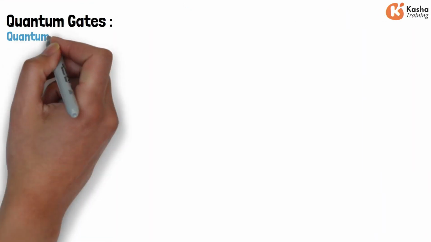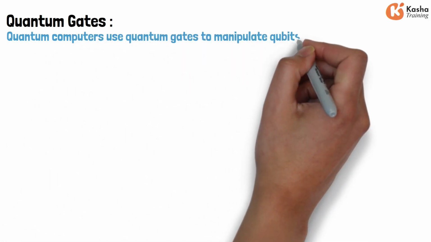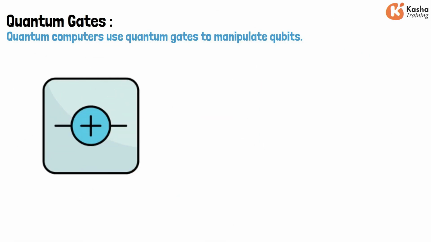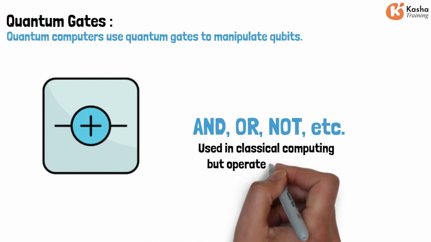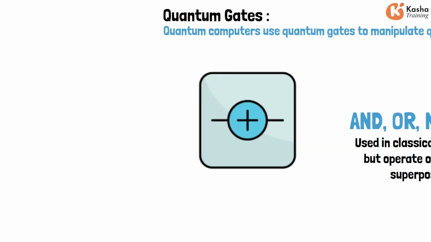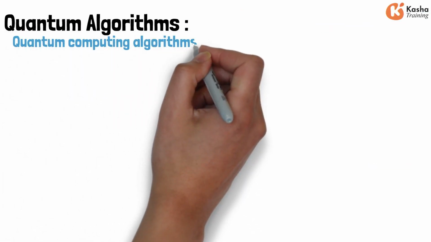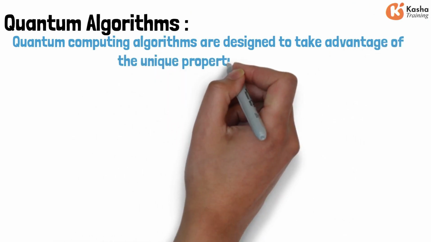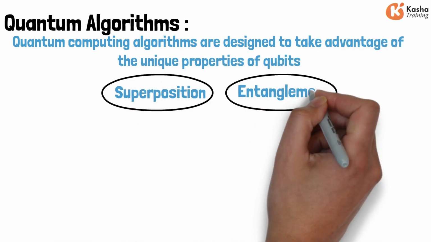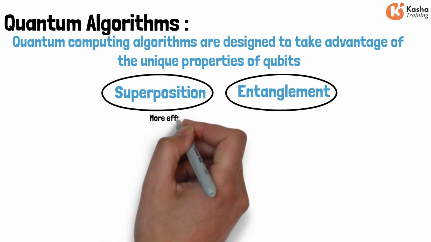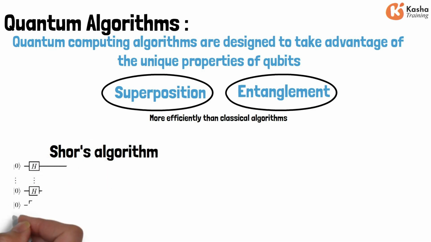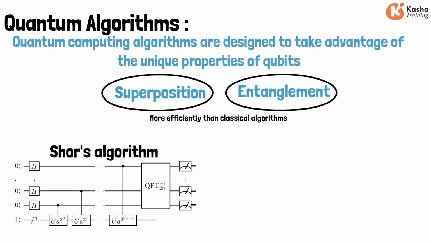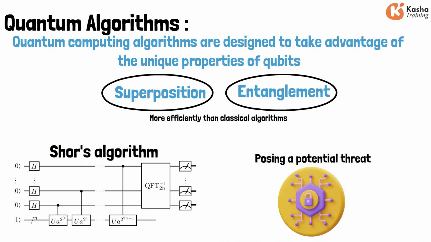Quantum gates. Quantum computers use quantum gates to manipulate qubits. These gates are analogous to the logical gates AND, OR, NOT, etc., used in classical computing, but operate on qubits in superposition. Quantum algorithms. Quantum computing algorithms are designed to take advantage of the unique properties of qubits, such as superposition and entanglement, to solve specific problems more efficiently than classical algorithms. One famous example is Shor's algorithm, which can factor large numbers exponentially faster than the best-known classical algorithms, posing a potential threat to modern cryptography.